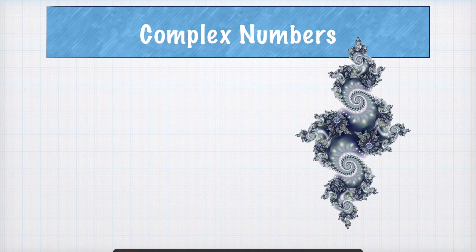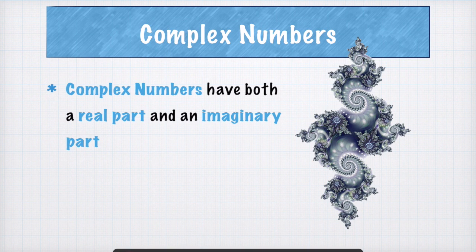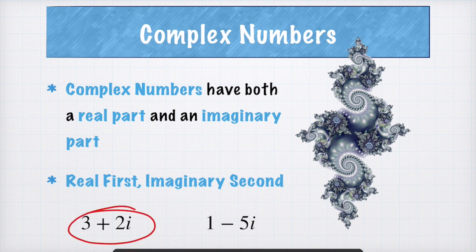Now, the other thing about complex numbers is just how we talk about a thing that has a real part and an imaginary part. Again, this design here is actually created by complex numbers. When we talk about this, we're always going to put the real number first, and then we're going to add or subtract the imaginary second part. So for example, we have 3 plus 2i. This right here is a complex number.